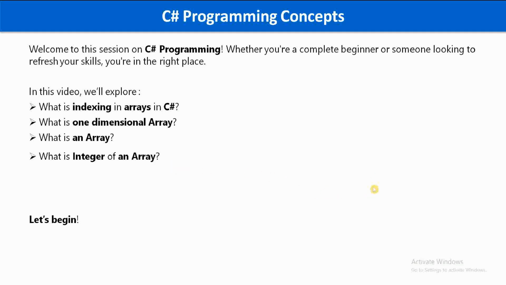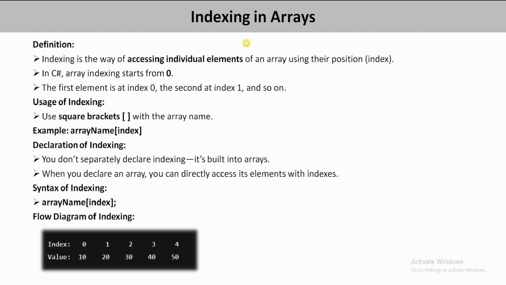So let's begin. The first topic we have is indexing in arrays. So what is indexing in arrays? Indexing is the way of accessing individual elements of an array using their position index. If we want to access any individual element of an array one by one, then we can access it through indexing. As I already told you, indexing always starts from 0, then 1, 2, 3 and so on. However many elements we added, we can access them through indexing. The indexing position means starting from 0 up to however many elements we added, we can set that size, and then we can access them through the indexing position.